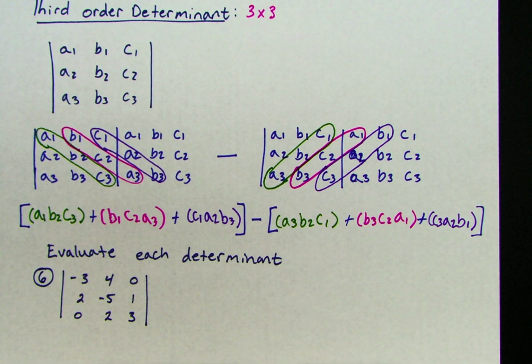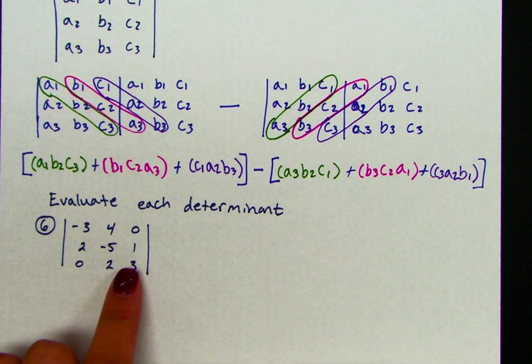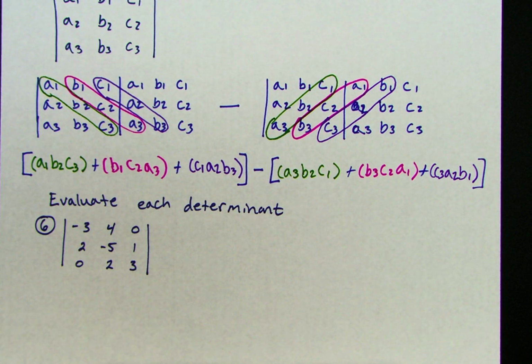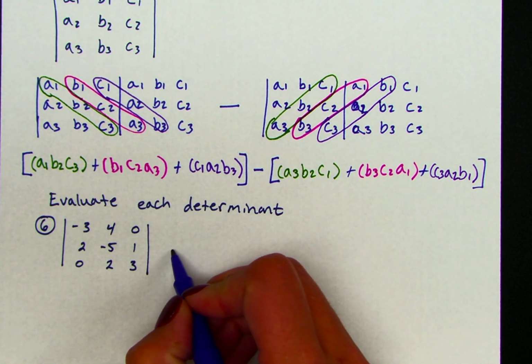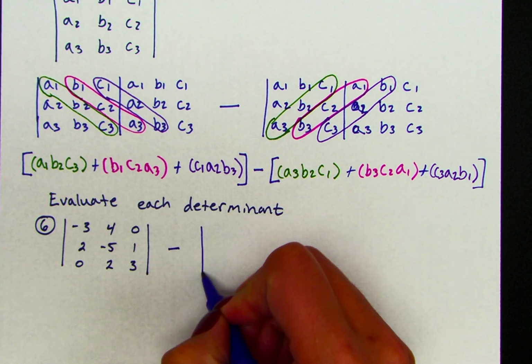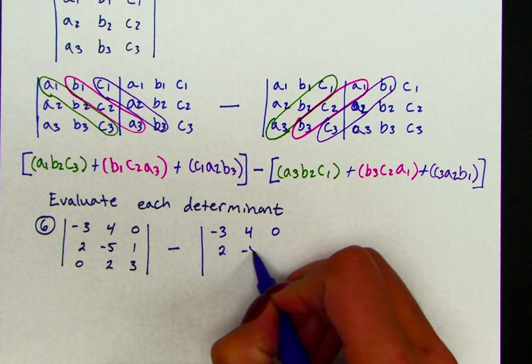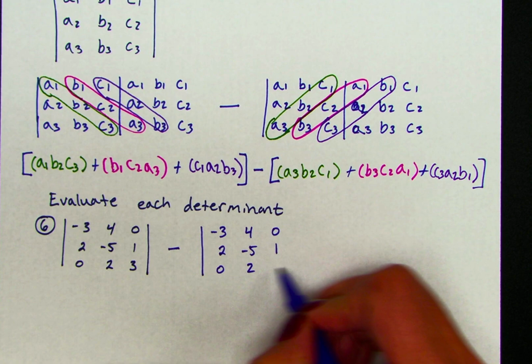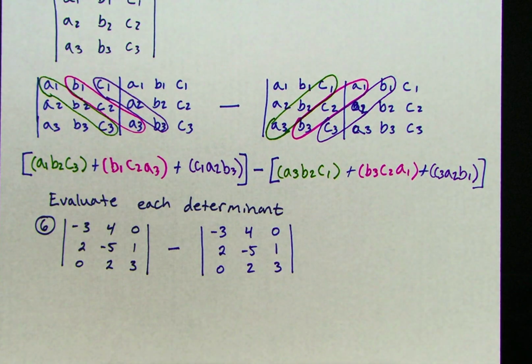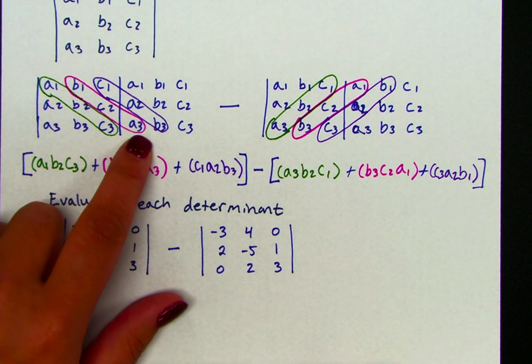So now when we have an actual matrix, so on number 6 here, we're going to do a shorthand version of this, but overall that's what we're doing. So I'm just going to write this one out twice. I'm going to put my subtraction sign, then I'm going to write my second one. So this will be negative 3, 4, 0, 2, negative 5, 1, 0, 2, 3. Okay. So now what I need to be able to do is kind of recognize where this extra one is coming from.